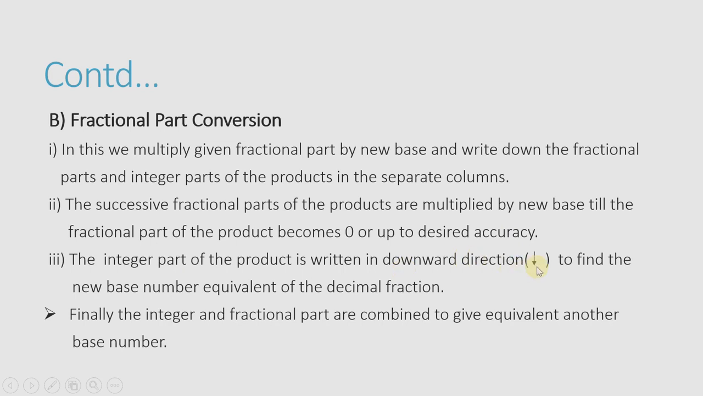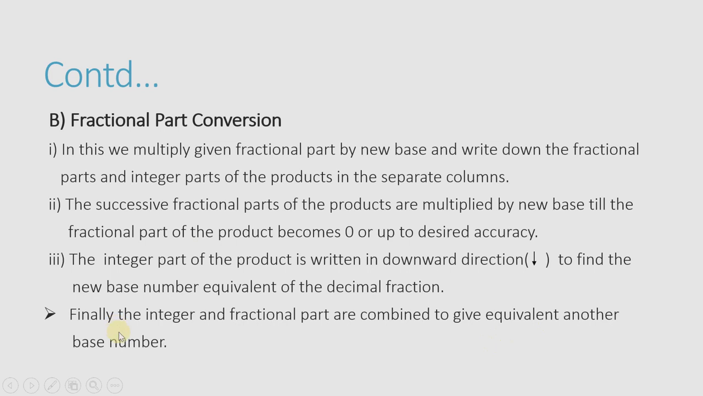The next step is that the integer parts of the products are written in the downward direction to find the new base equivalent of the decimal fraction. We keep on multiplying the fractional part, whereas the integer parts we write from upward to downward, that is from LSD to MSD. Finally, when we have converted the integer part and the fractional part, we combine both to give the equivalent number in the other base.